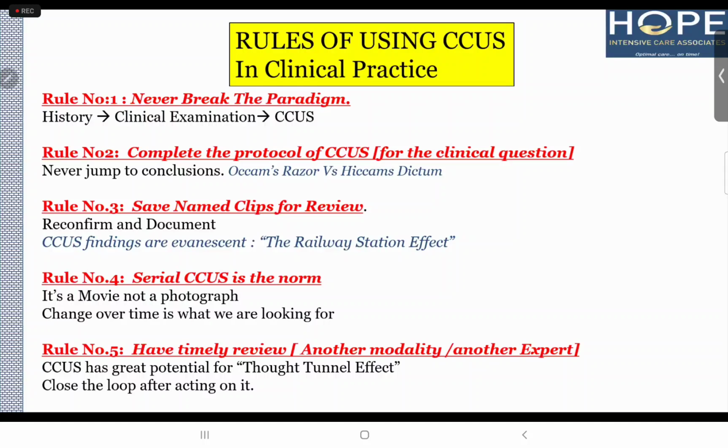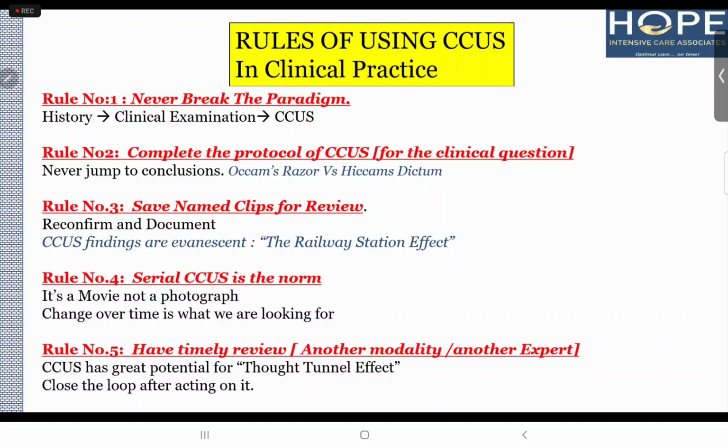So I would call it the railway station effect. If you are there on the platform, you will see the train. If you are late or early, you will not see the train. So please save the named clips. That means store them under the patient's name. Otherwise, you will never be able to reproduce, even in a court of law, that I have seen a pulmonary embolus passing through the right ventricle. Because once you store it, it will be stored under another patient's name. And even if you produce it in court, the image would bear another patient's name. So that would not be valid.